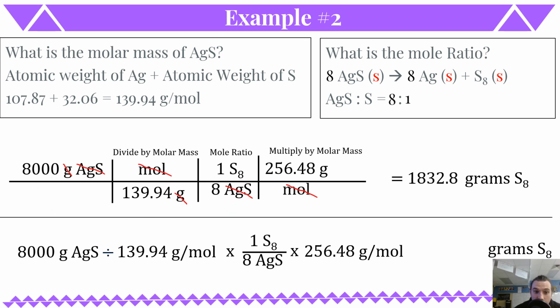When you do all that math out, multiply by each number in the top and divide by each number in the bottom. So 8,000 times 1 times 256.48 divided by 139.94 and divided by 8 will give you 1,832.8 grams of sulfur, S8. You get the exact same thing on the bottom, but you don't get that bonus of being able to double check your work.